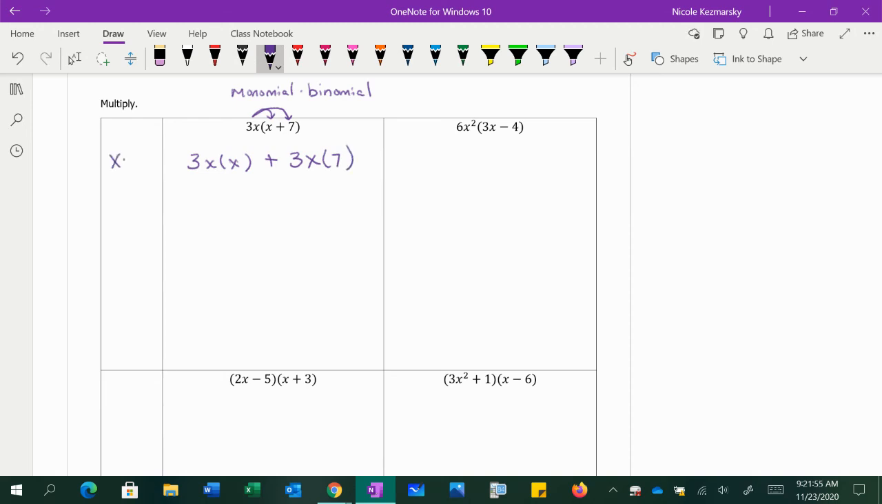x times x, as a side note, is equal to x squared. So 3x times x is 3x squared. For the 3x times 7, I can actually move the 7 and make this 3 times 7 times x. That's the commutative property. And 3 times 7 is 21. So this becomes 3x squared plus 21x.